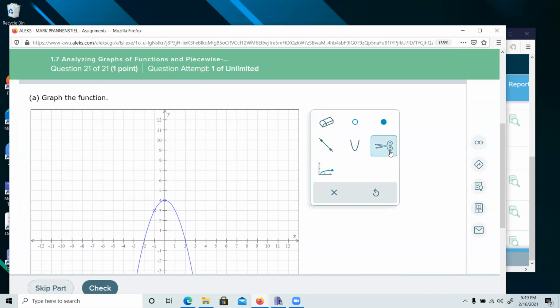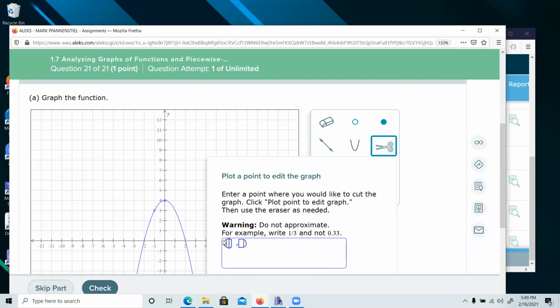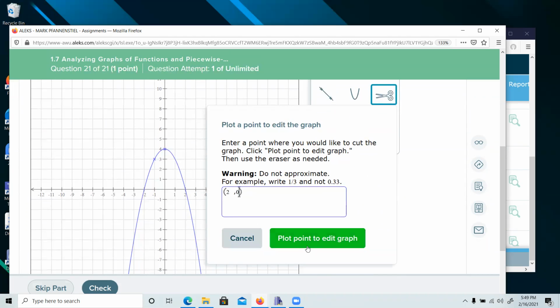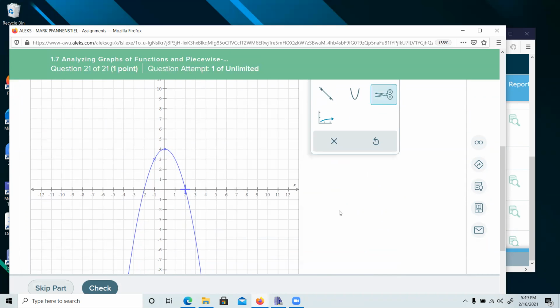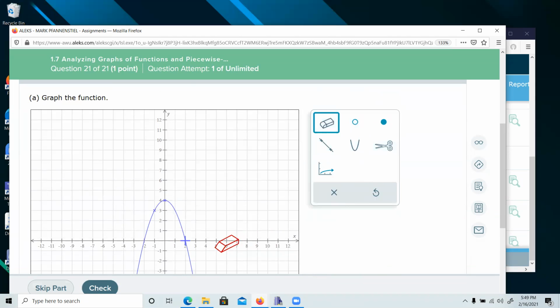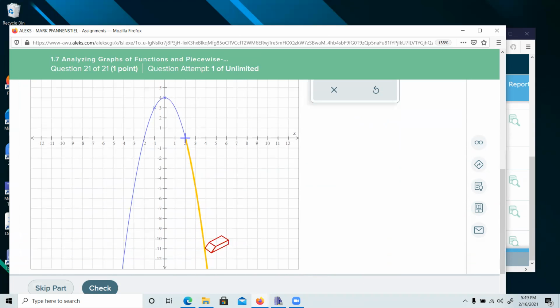So what we have to do is we have to snip 2, 0. Okay. And then what we're going to do is hit the eraser, and notice only the part that's before the snip carries, or I could get rid of this side. Okay. But that's the part that we're going to snip away. All right.